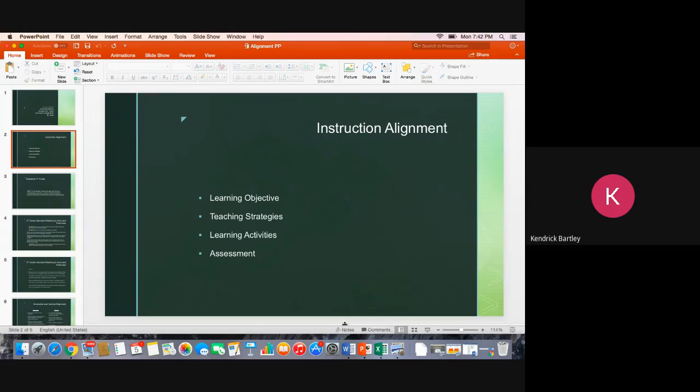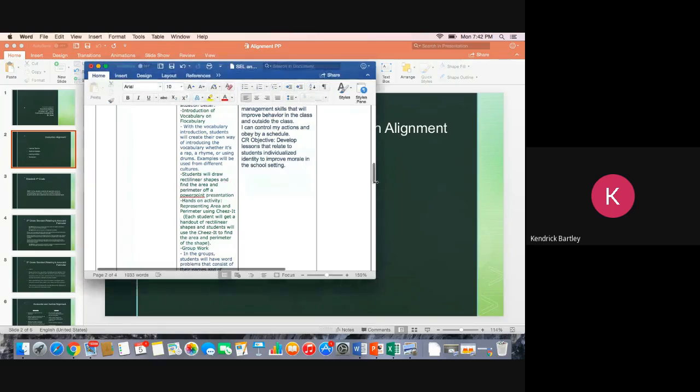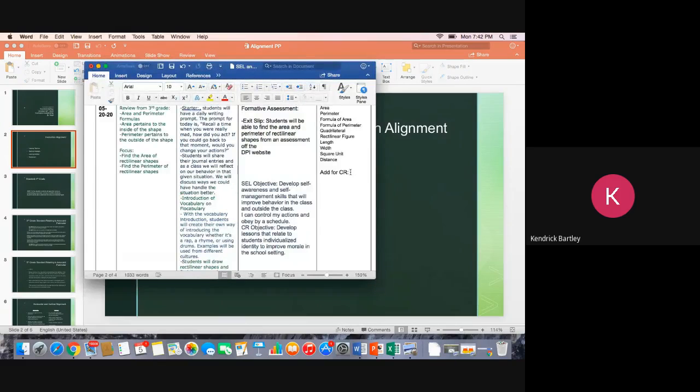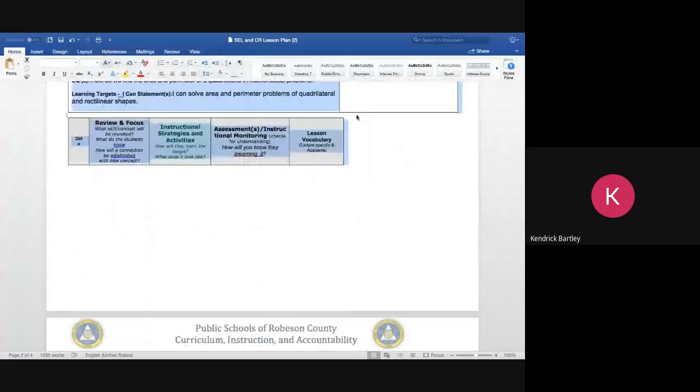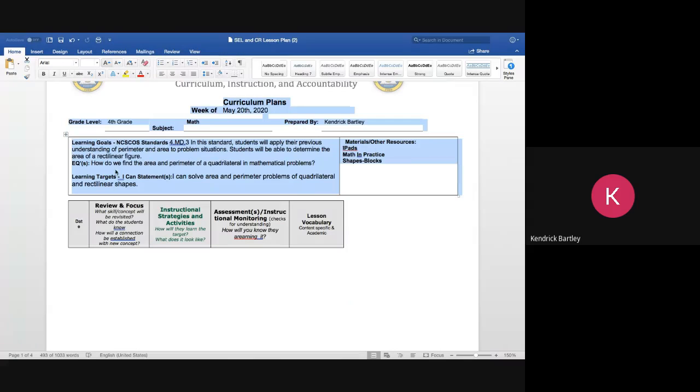I'm going to take you to the lesson plan that I originally did, the SEL. This lesson plan went over area and perimeter. The learning goal in this standard is that students will apply their previous understanding of perimeter and area to problem situations. Students will be able to determine the area of a rectangular figure, meaning a quadrilateral, and the I can statement: I can solve area and perimeter problems of quadrilateral and rectangular shapes.